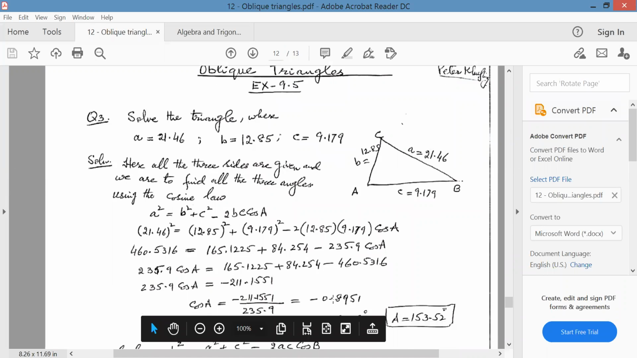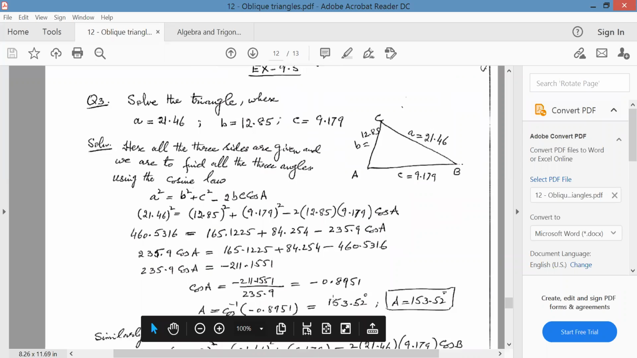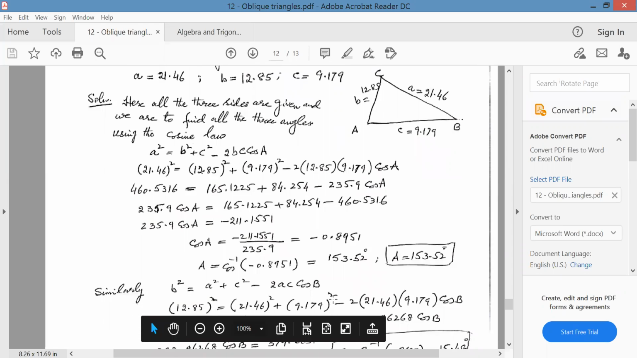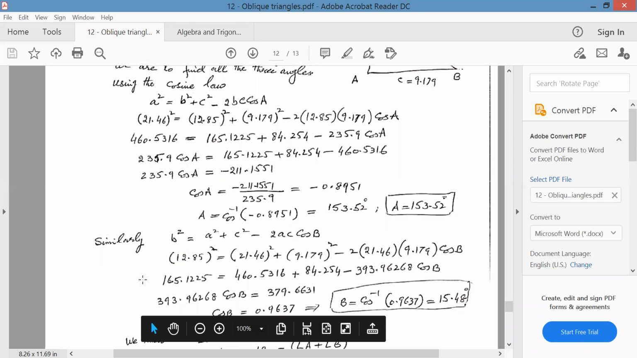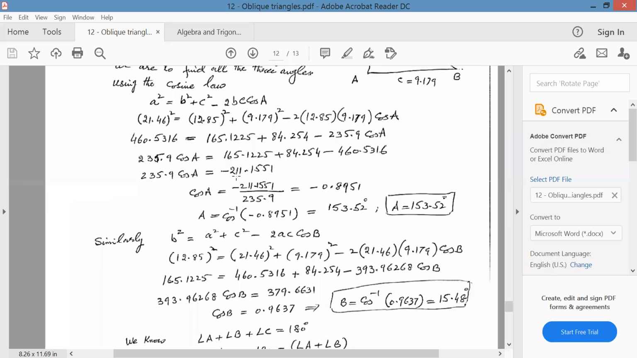Because it was carrying a plus sign on the left, once it is shuffled to the right side, it will carry a negative sign. Then you simplify: add the first two terms and subtract the third term, and you'll get minus 211.1555. This is cos A times 35.9.